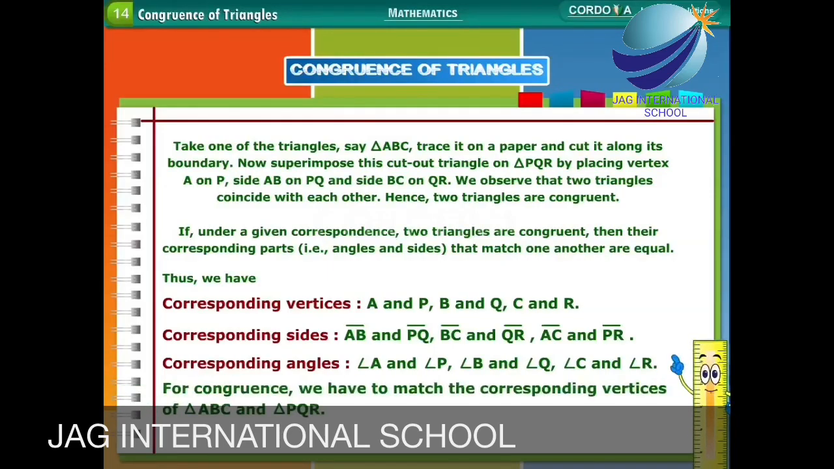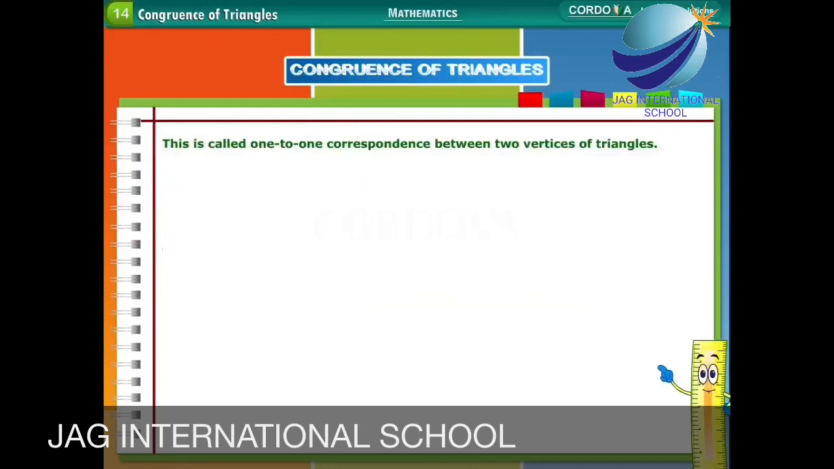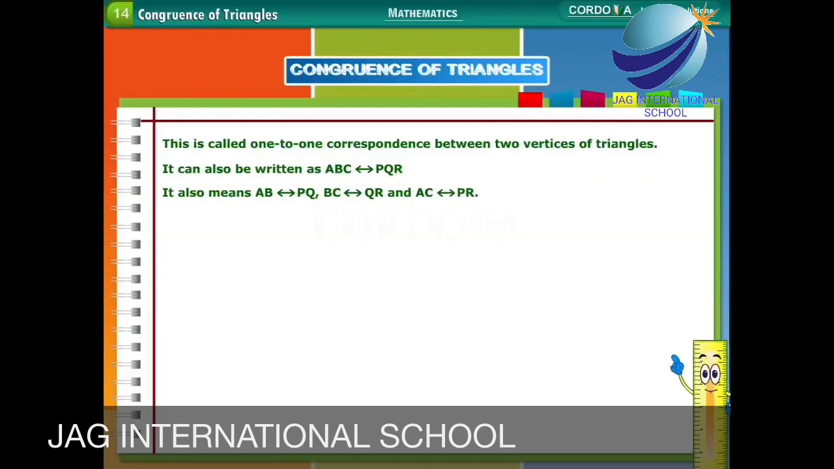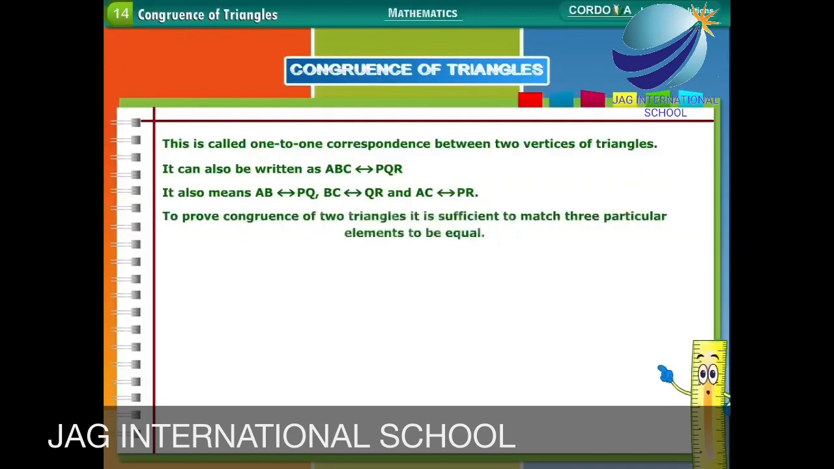For congruence, we have to match the corresponding vertices of triangle ABC and triangle PQR. A corresponds to P, B corresponds to Q, C corresponds to R. This is called correspondence between the vertices of two triangles. It can also be written as ABC corresponds to PQR. It also means AB corresponds to PQ, BC corresponds to QR, and AC corresponds to PR. To prove congruence of two triangles, it is sufficient to match three particular elements to be equal.